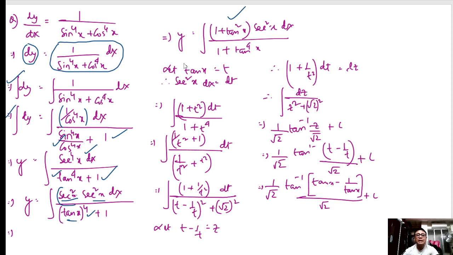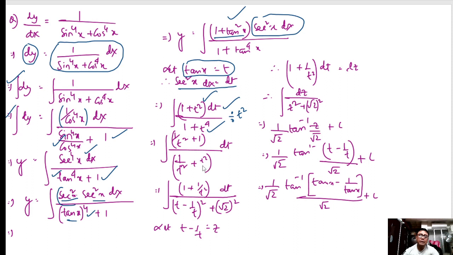Now taking tan x as t, we know sec square x dx will be dt. So let us put it, so this will become 1 plus t square, sec square x dx will be dt, and this is 1 plus t to the power 4. So now what to do? Divide by t square up and down. So this becomes 1 by t square plus 1, this becomes 1 by t square plus t square.